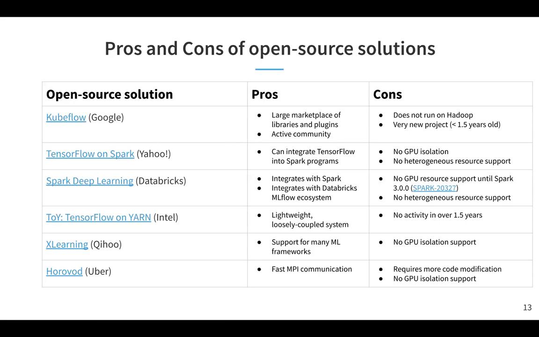The next one is Horovod. Horovod has some advantages. It supports fast MPI communication, but there are some issues for Horovod as well. First, it does not work on Hadoop either, because it requires running MPI, and Open MPI requires mpirun to SSH to other machines, and that's not easy to support in Hadoop. Second, it requires some code modification inside your code to make it work. It also has no GPU acceleration support.